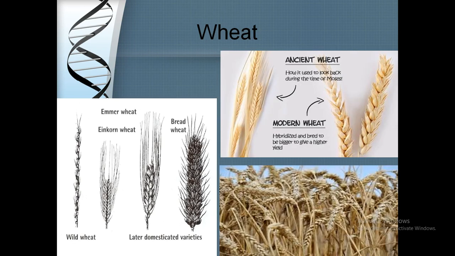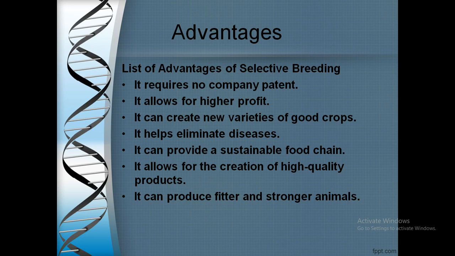Wheat. In the pictures, you can see that wild wheat is selectively bred continuously from generation to generation to give us modern day wheat. The modern day wheat is hybridized and bred to be bigger to give a higher yield, a large quantity of grains.